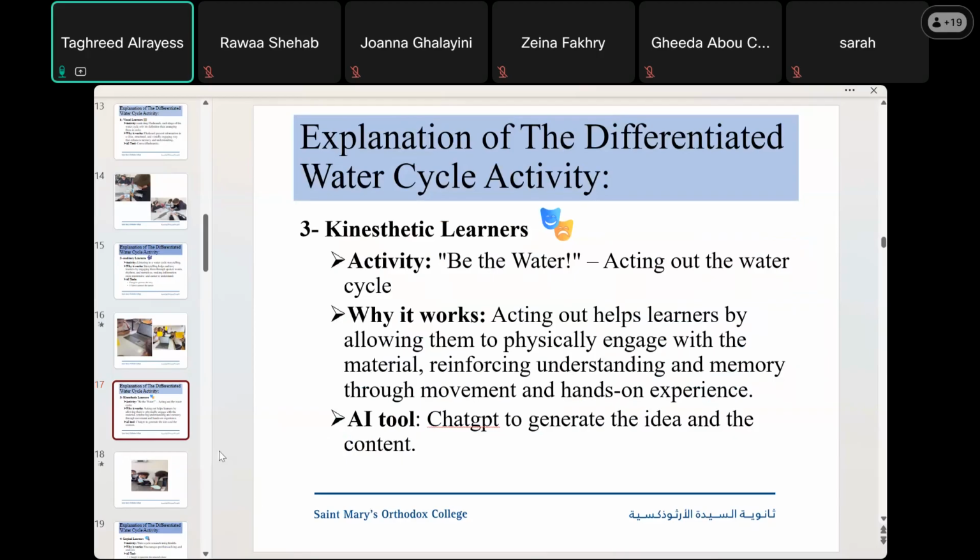Here, the AI tool used is ChatGPT with the right prompt. It also took me like 5 minutes to generate the idea, and it gives you everything: the script, the materials needed, and everything you need to do it. You just need to apply it in class. Here, you can see part of the video.